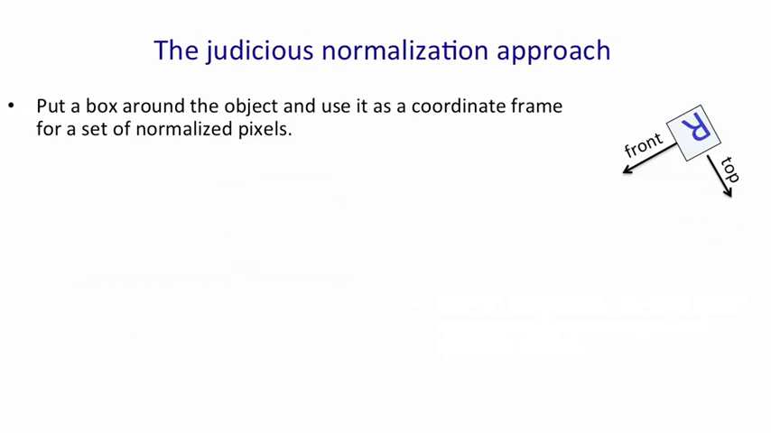A second approach is what I call judicious normalization. So if you look at that upside down capital letter R on the right, I put a box around it, not very well in fact, and I've labelled a top and a front for that box. And relative to that box, the R has, for example, a vertical stroke at the back, and it has a loop facing forwards at the top. So if we describe features of the R relative to that box, they're going to be invariant. This is assuming it's a rigid shape.